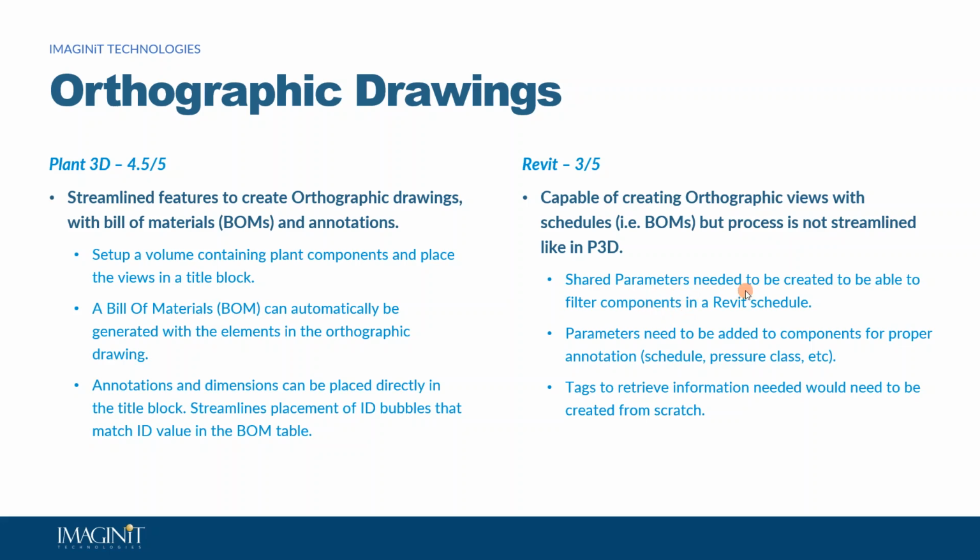Shared parameters needed to be created to be able to filter components in a Revit schedule. So if you want to basically achieve the same tasks in Revit that you can in Plant 3D, you'll need to do some additional work. You can create shared parameters to filter elements, parameters need to be added to components for proper annotation, and you'll need to create some tags to retrieve the information that you need.